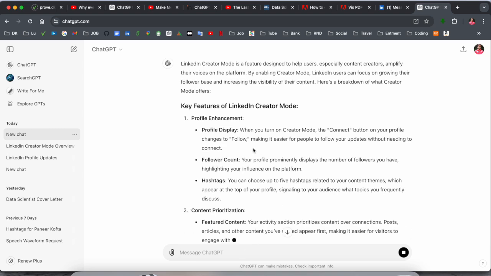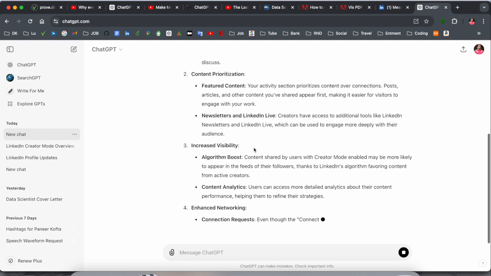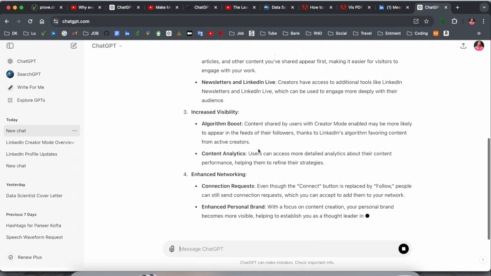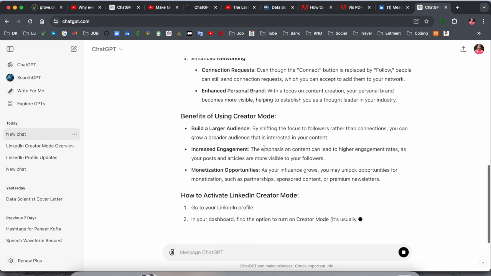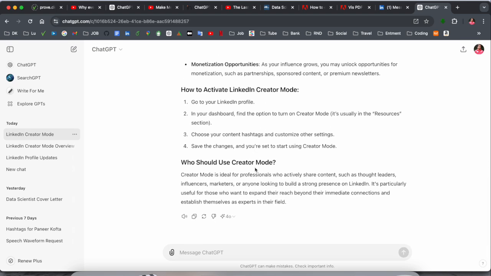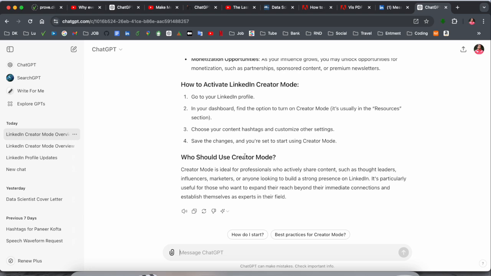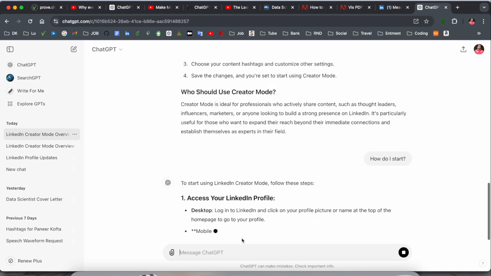So ChatGPT is providing me with LinkedIn creative mode related information, and we can wait for it to finish the entire answer, and after that we receive an interesting question as well, related to the above question. So almost done, and after this finishes, look at this, a predictable question is automatically coming here related to the above question. The question you already asked, like how do I start, or best practices for creative mode. So how do I start, like this, access your LinkedIn profile.